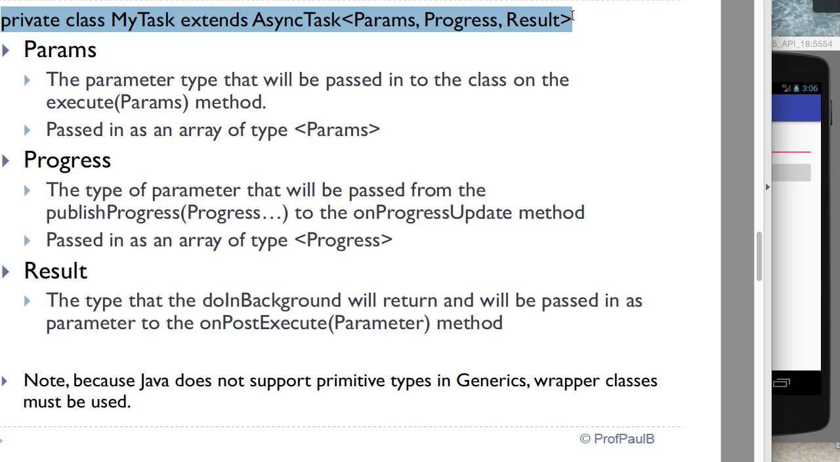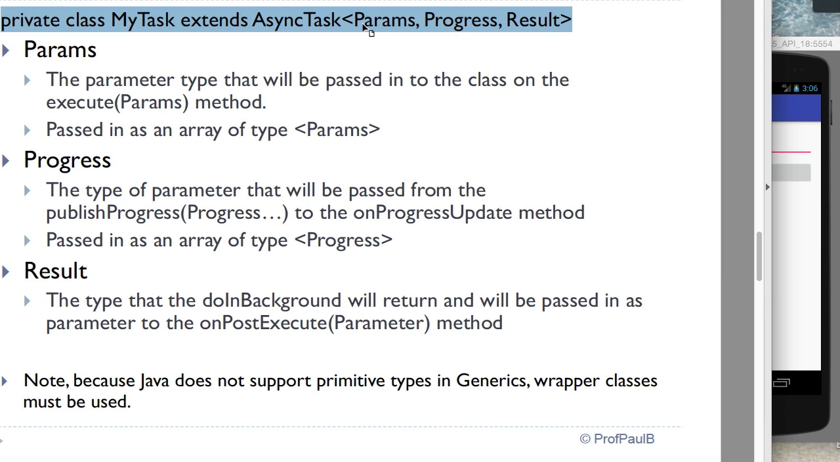The one thing with the async task is if you look at the declaration up here, we have private class MyTask extends AsyncTask, and we have Params, Progress, and Result. This is the diamond operator you may recall from generics. Recall creating an ArrayList of String, or an ArrayList of Student, or an ArrayList of whatever type. We can use generics, and this is exactly what that is.